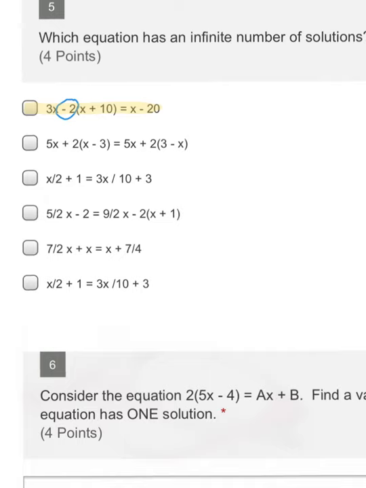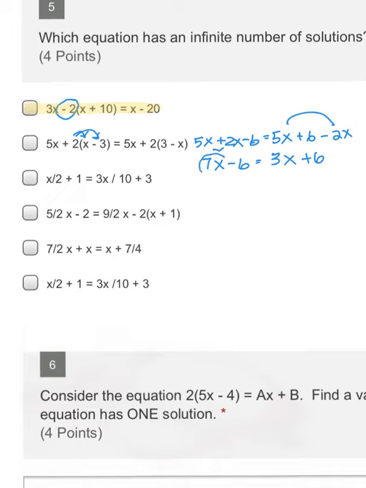For the next example, again, we have parentheses, and I know that means I'm going to need to be distributing, so that's going to leave me with 5x plus 2x minus 6 is equal to 5x plus 6 minus 2x. Now, let's look at our variables. We need to combine like terms. That's going to give me 7x minus 6, and 5 minus 2, that's 3x plus 6. These variables are not going to eliminate because they're different. So I already know this will not have infinite solutions. The variables don't cancel, so that has to be one solution. So that's not part of our answer.